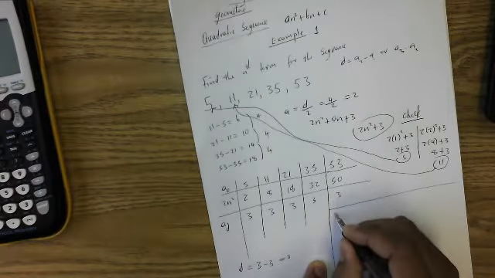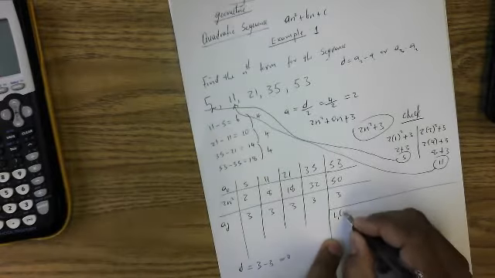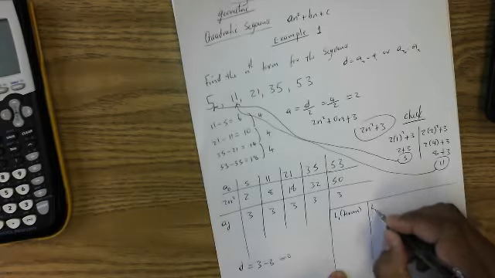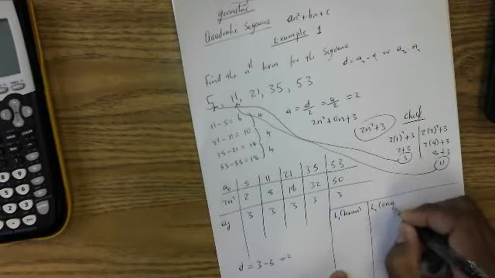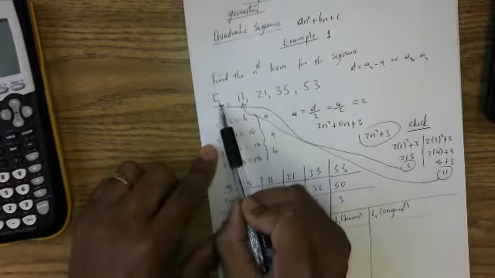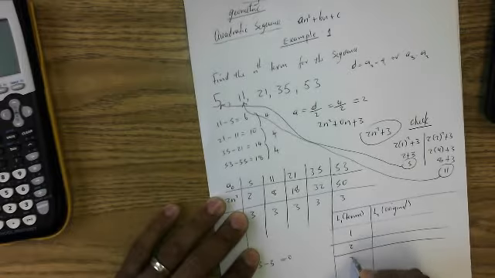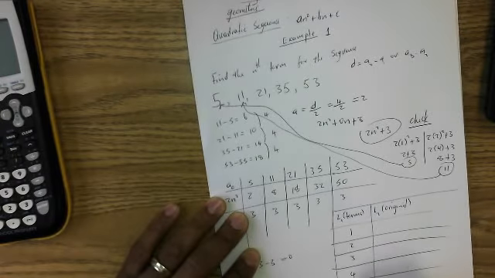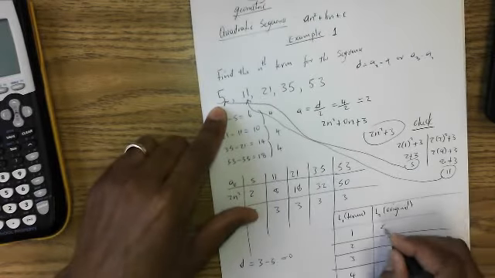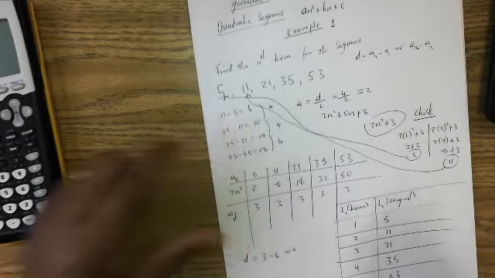I'm going to call this part here L1. L1 would be my terms. So you have first term, second term, third term, and so forth. L2, I'm going to call it original. That's my original data from the sequence. So I have 1, 2, 3, 4, 5 terms. So it is 1, 2, 3, 4, 5. And then L2 is going to contain the actual data. So it would be 5, 11, 21, 35, 53.